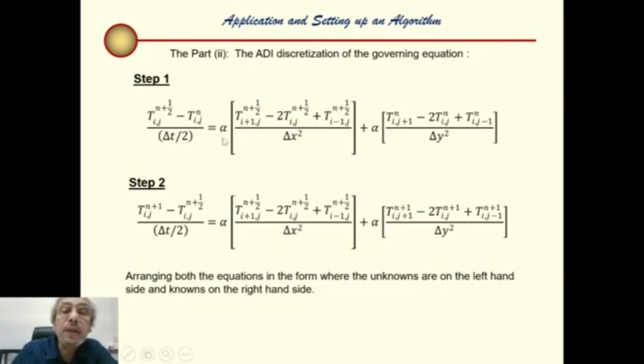So for step 1, all the equations, all the terms that are expressed at n plus half level will be taken on the left hand side. These are not known, and terms which are at nth level will be kept at right hand side. These are known. Having done that, when you go for step 2, all the terms that are written at n plus 1th level will come to left hand side, and terms at n plus half level will be retained on the right hand side.